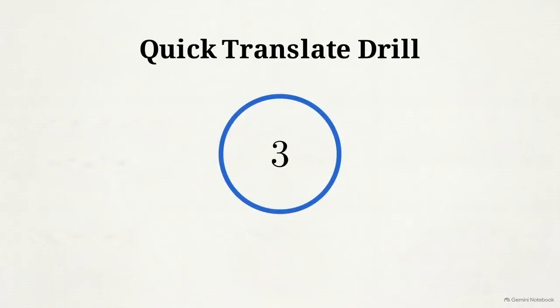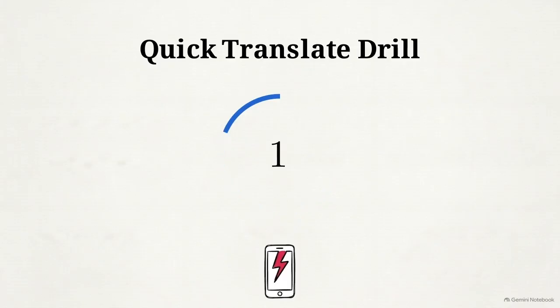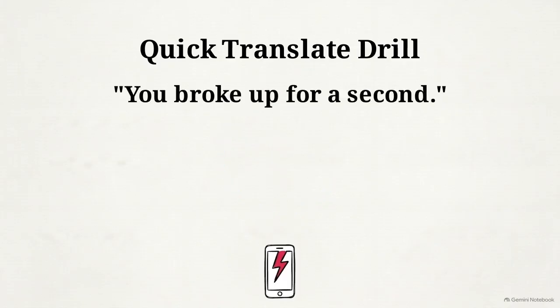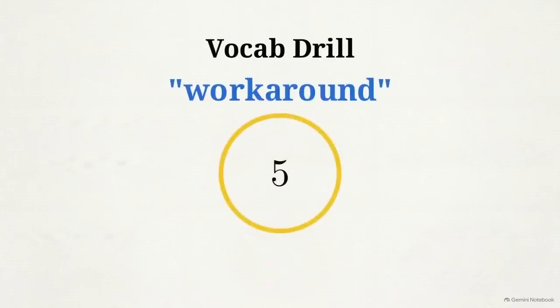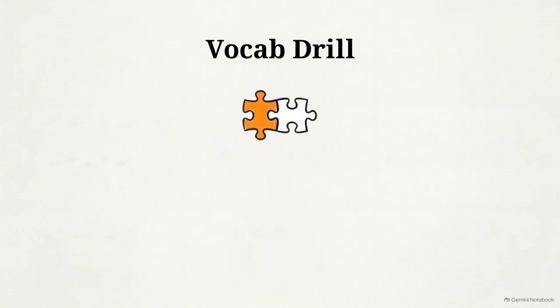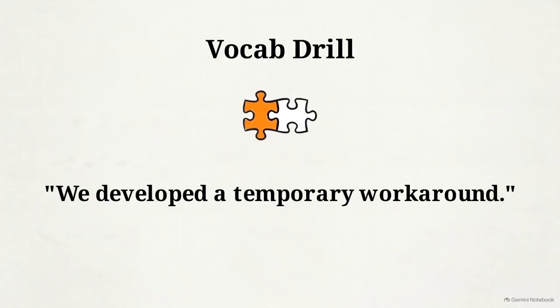In the quick translate drill, if a call drops, you have 3 seconds to recall the phrase. 3, 2, 1. "You broke up for a second." Next, the vocab drill. Use "workaround" in a sentence. 5 seconds, go. Application: "We developed a temporary workaround."